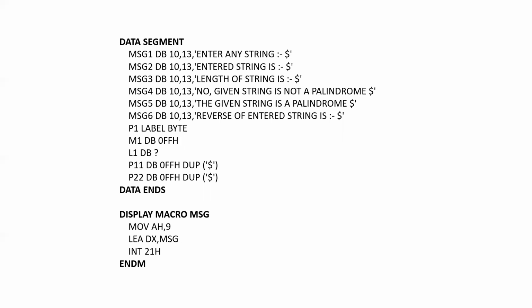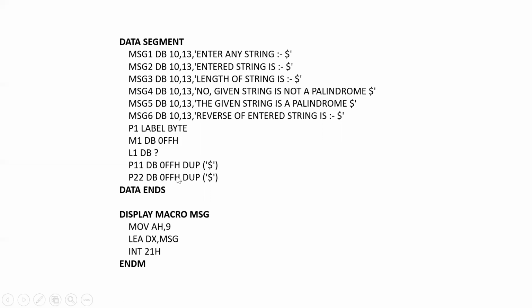Message 2 db 10,13 is nothing but whichever message or word you've entered, that is going to be taken in or scanned in. Then message 3 is nothing but it will calculate the length of a string, or it can be 5 6. Then message 4, the given string is not a palindrome. Message 5 will be the given string is a palindrome. Message 6, you can do reverse of a string. Why? Because we have to check whether it is a palindrome or not. That's why we will also require to reverse a string.